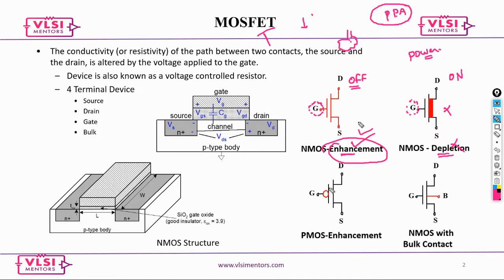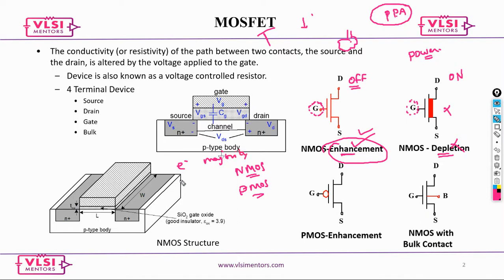Moving on to the next one. There are two types of MOS: one is NMOS and another one is PMOS. So what is the difference here? NMOS would be where the electrons are going to be the majority.